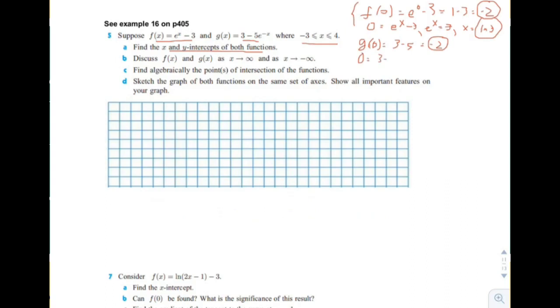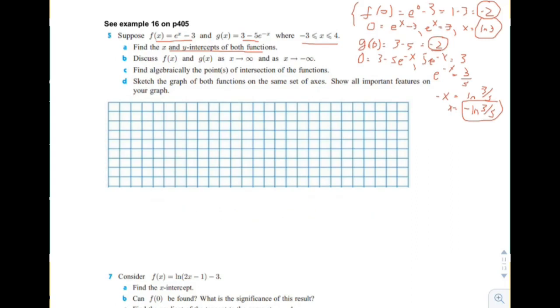What about if we set the whole function equal to 0? So 0 equals 3 minus 5e to the minus x. 5e to the minus x is equal to 3. e to the minus x equals 3/5. Natural log of both sides gives negative x equals the natural log of 3/5. x equals negative the natural log of 3/5. So this will be the x-intercept, and this will be the y-intercept. Okay, so we found that.